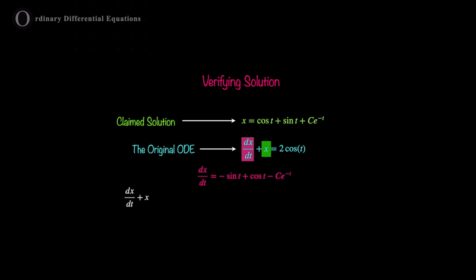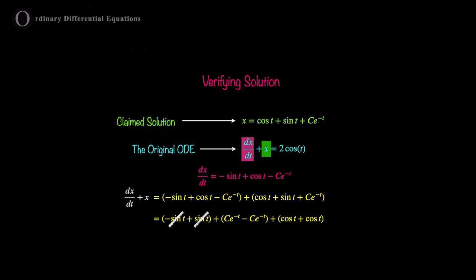Once we plug in, we have negative sine of t plus cosine of t minus c times e raised to negative t, plus cosine of t plus sine of t plus c times e raised to negative t. We can cancel out the sines because we have positive and negative, and you can cancel out also the e's, and we are left with 2 cosine of t. Thus, the claimed solution satisfies the equation for any value of c.